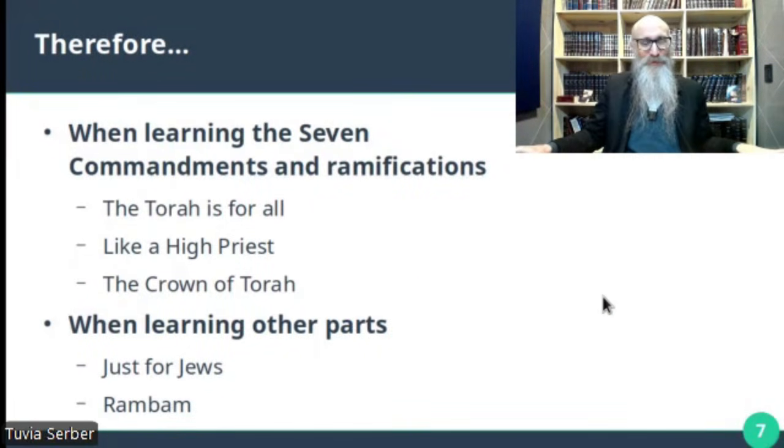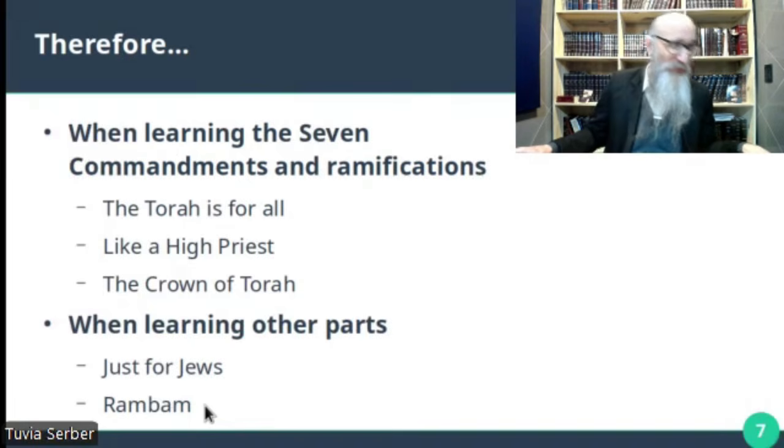The Talmud says this. It's not my invention. The Talmud says this in Sanhedrin 59. When the non-Jew is learning the 7 commandments and their ramifications, yes, Torah is for all, and you're like a high priest, and you have the crown of Torah. Definitely. When the non-Jew is learning other parts of Torah that don't belong to them, wait a second, no, you're wrong. The Torah was given to Jews, and the Rambam says clearly non-Jews are forbidden to learn Torah, and he doesn't even get into details of what's permitted and what's not permitted.